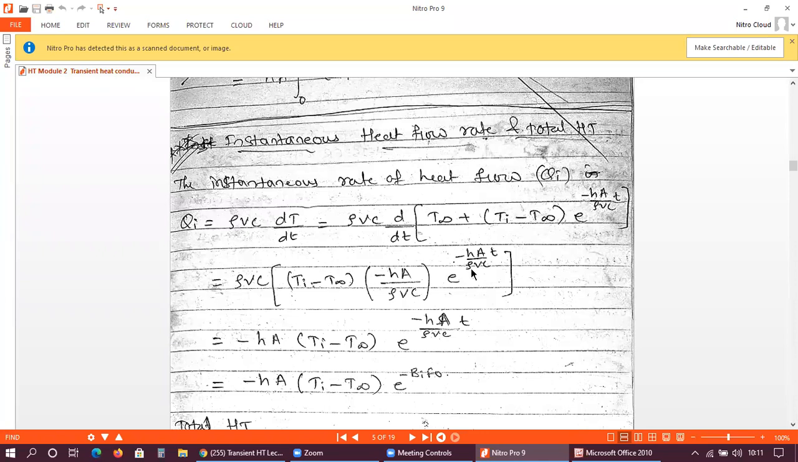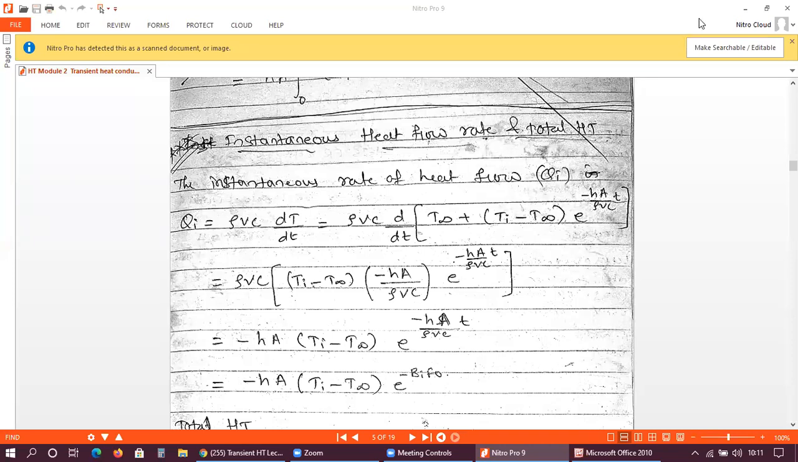Is this part clear, how we have derived this and how we have differentiated? Whatever is there in the bracket, you differentiate with respect to small t, so you'll get this expression. Now simplify it again. Here you can see this rho Vc, this rho Vc and this rho Vc will get cancelled.